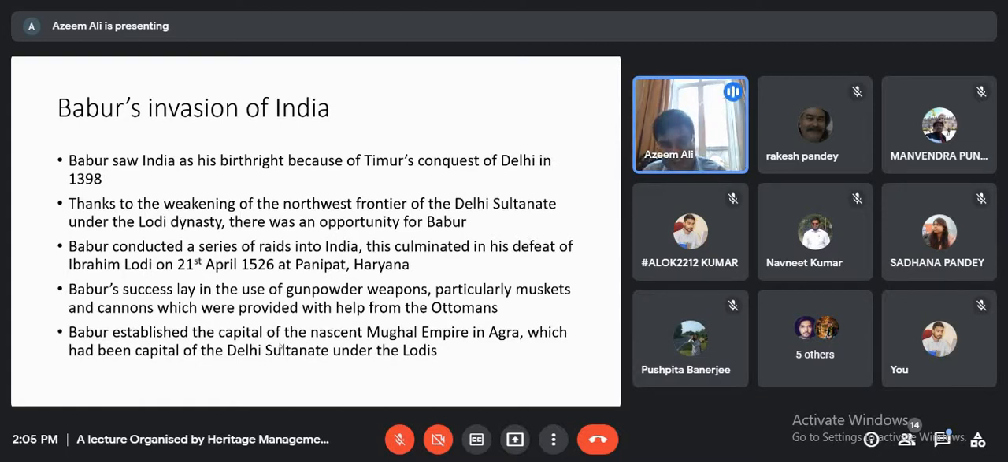Babur's success in battle lay in the use of gunpowder weapons, particularly muskets and cannons, which were provided with the help of the Ottomans. And Babur established the capital of his new empire in India in Agra, which had been the capital of the Delhi Sultanate under the Lodis.